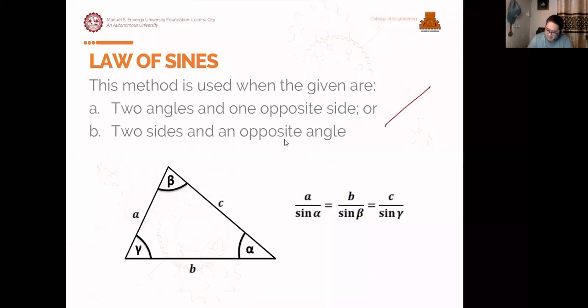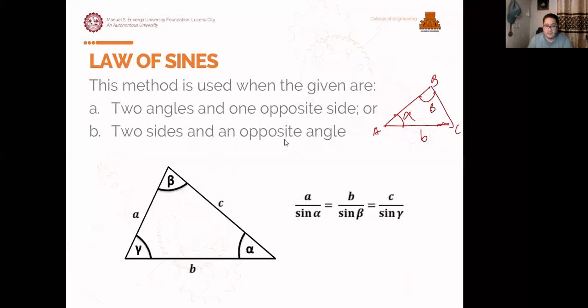So, ibig sabihin, meron tayong triangle and then meron tayong dalawang angle, si alpha at si beta. Then meron tayong isang given na side. Okay? So, ibig sabihin, pag nakakita kayo ng given na ganyan, pwede mong i-apply sa sine law.